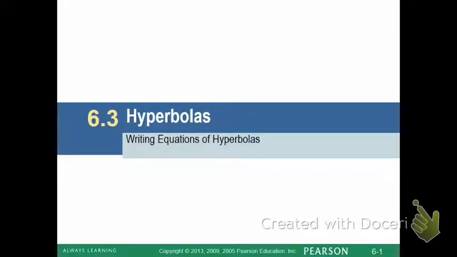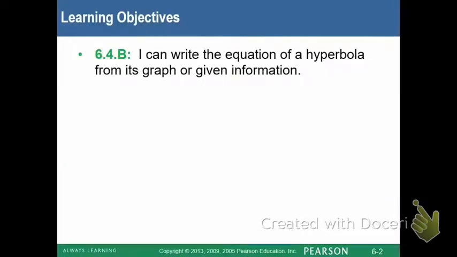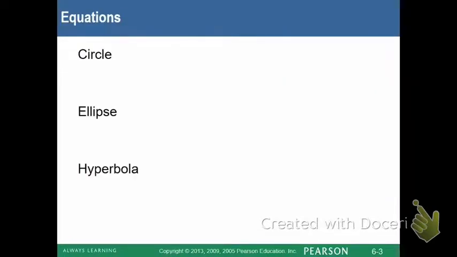Okay, so this is day 2 of notes for hyperbolas. First we're going to start by just going over the 3 equations we've learned so far, just so that we know the similarities, differences, and we make sure that we remember them. So remember the equation of a circle. You have x minus h squared plus y minus k squared is equal to r squared.